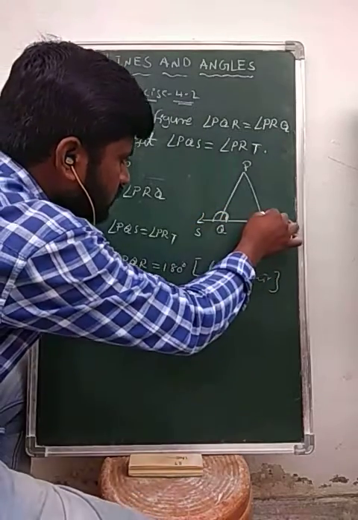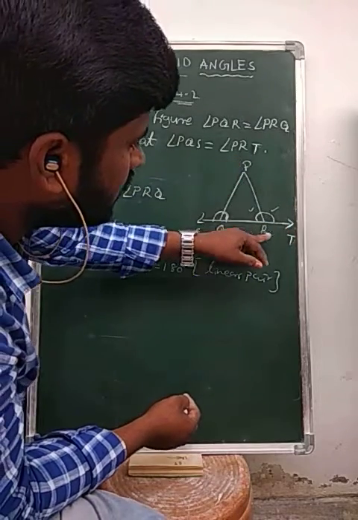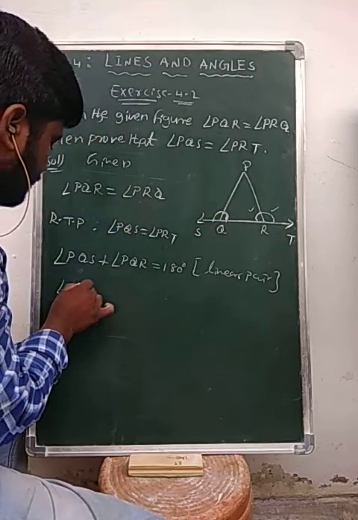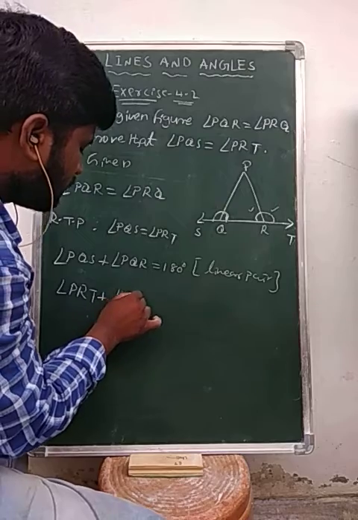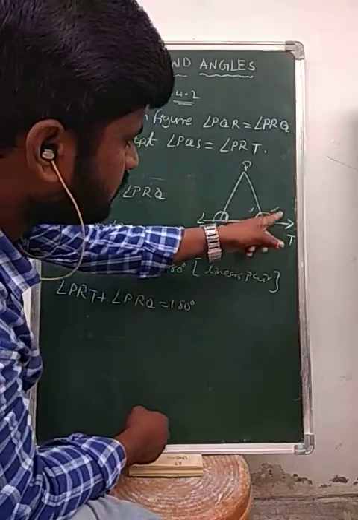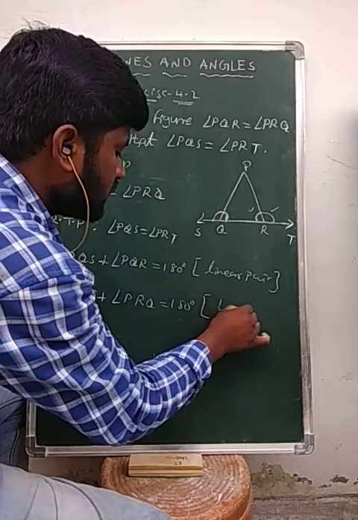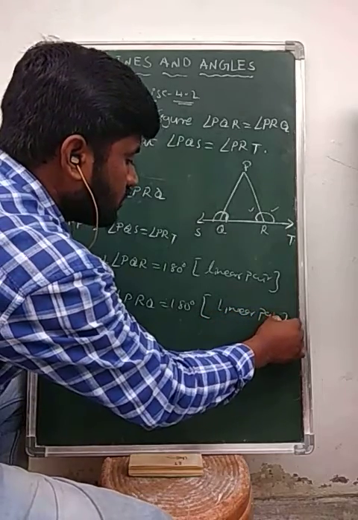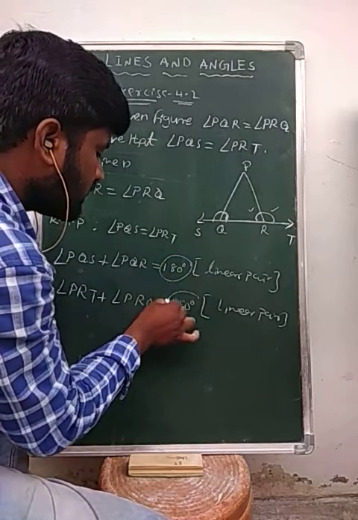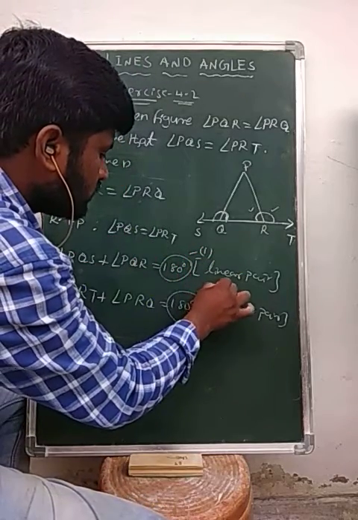In the same manner, you observe these two angles, this one and this one. Angle PRT, angle PRQ. Angle PRT plus angle PRQ is equal to 180 degrees. This one and this one, these two angles also sum to 180 degrees. This is also a linear pair. Okay? Here on both sides, the RHS is 180 degrees, 180 degrees. Both RHS are equal. This is equation 1 and equation 2.